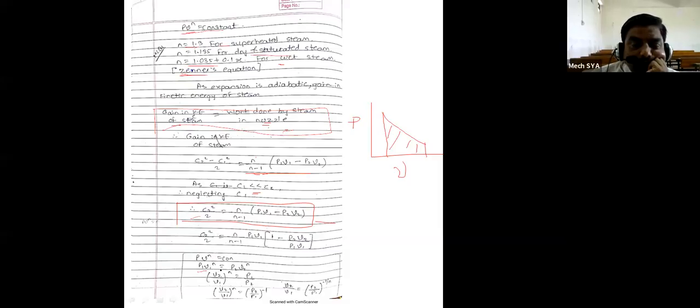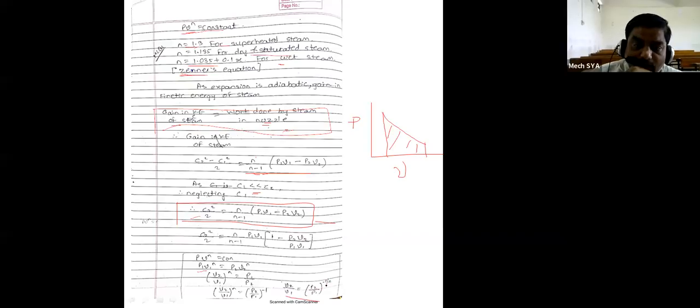So P1 V1 raised to n is equal to P2 V2 raised to n, and simplifying, V2 upon V1 would become P2 upon P1 raised to minus 1 upon n. In numericals afterwards, in the compressor and all these kinds of numericals, we have to use these formulas. So V2 upon V1 will become P2 upon P1 raised to minus 1 upon n.